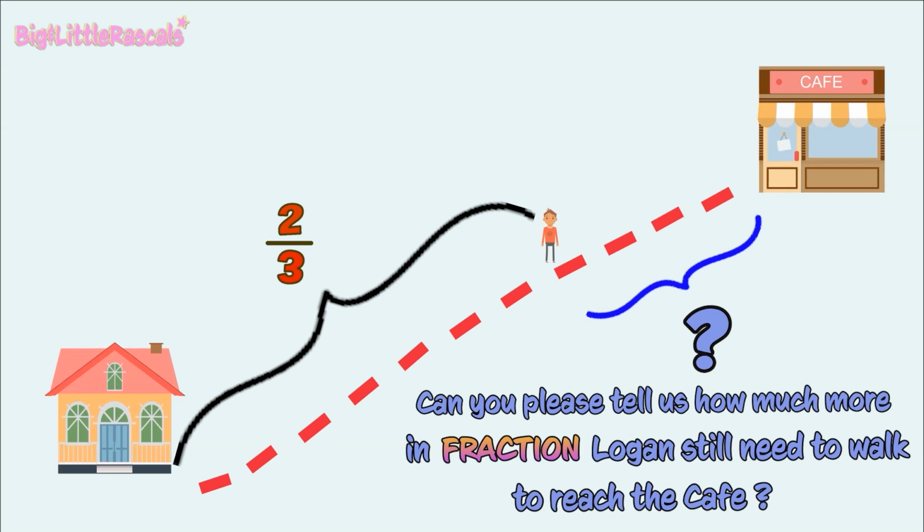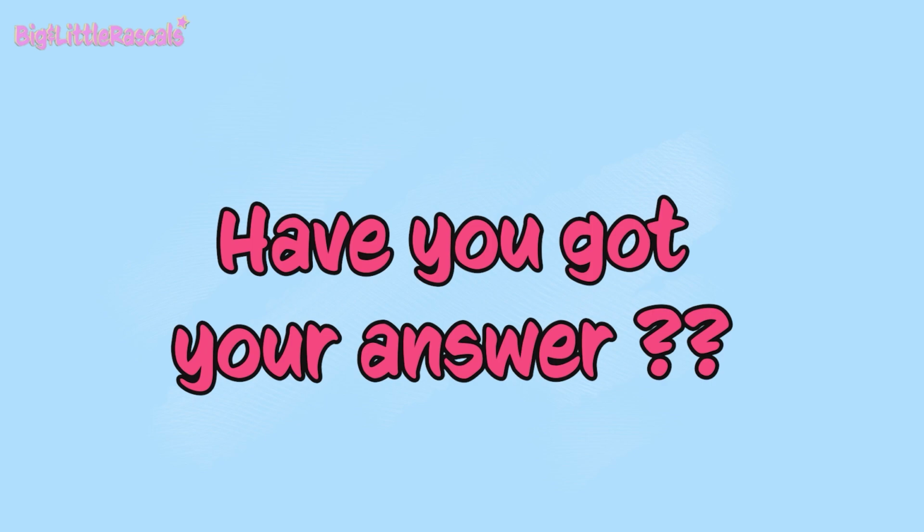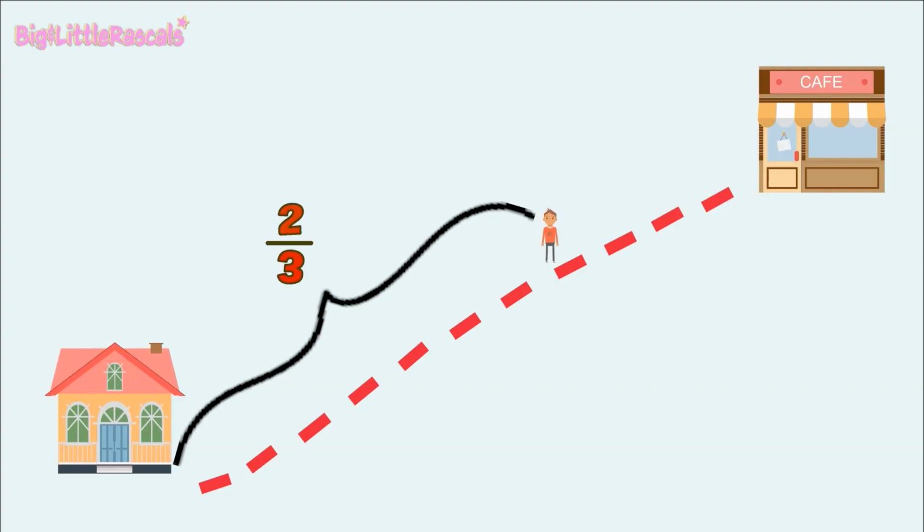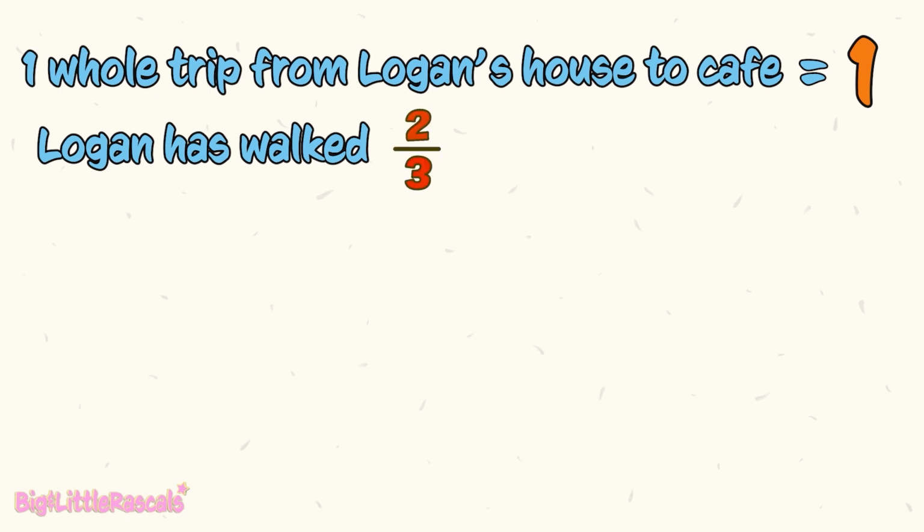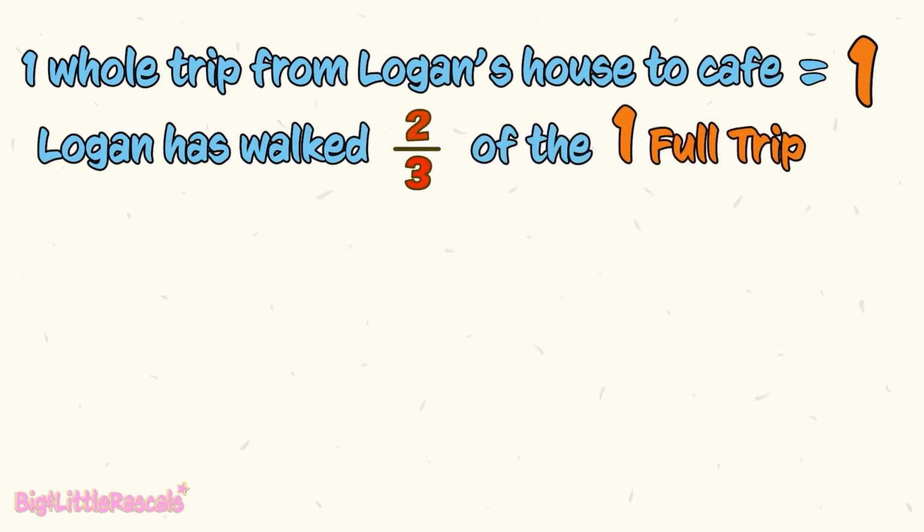Please feel free to pause this video while you do your calculation. We will check our answer together after this. Have you got your answer? Let's check it out together. When we met Logan, he was on the way to the cafe and he has walked 2/3 of his total trip from his house to the cafe. One whole trip represents one full trip from Logan's house to the cafe. And we can say it as 1. But Logan has only walked 2/3 of the one full trip.